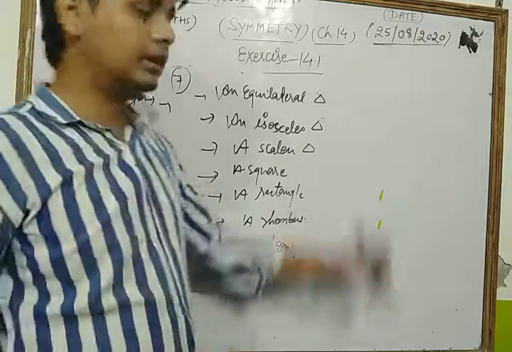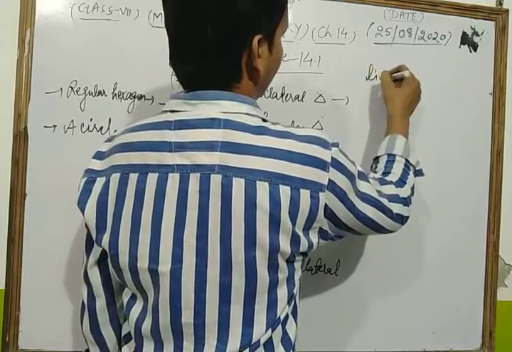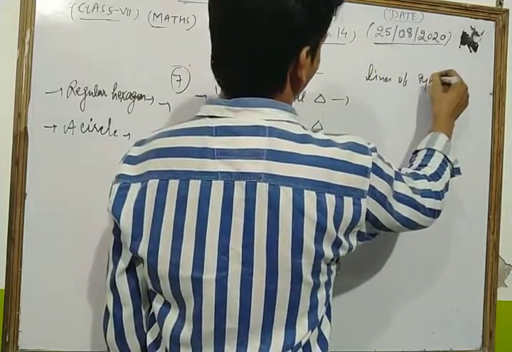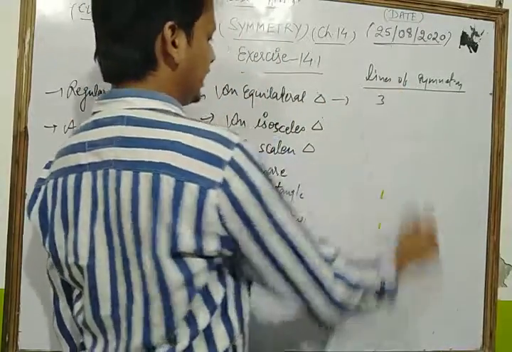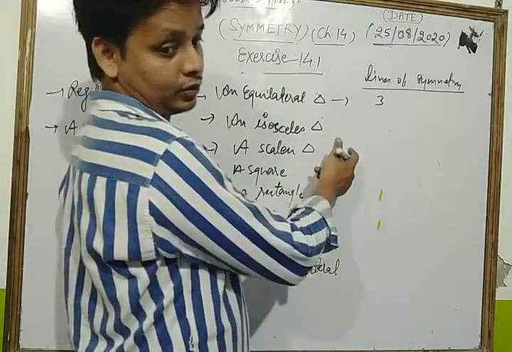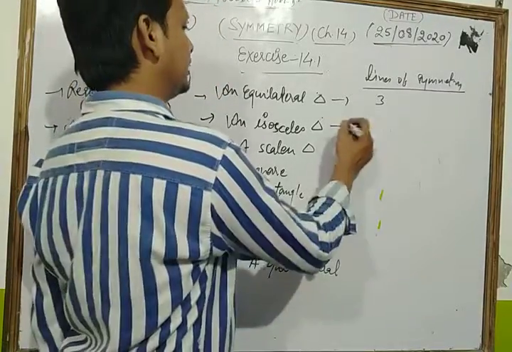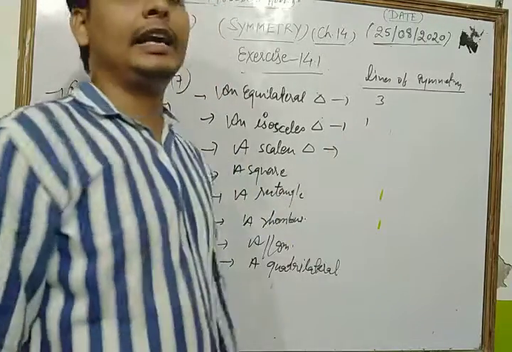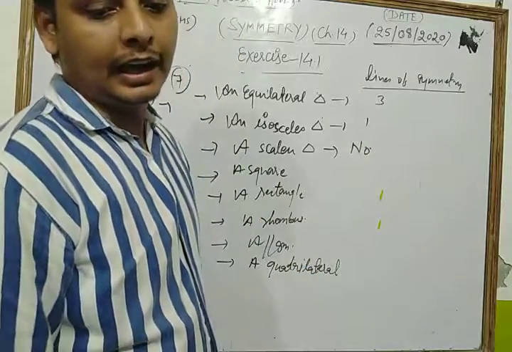We discuss the lines of symmetry. Dear student, I will just discuss that. Here we write the lines of symmetry. An equilateral triangle has 3 lines of symmetry. And how many lines of symmetry does an isosceles triangle have, dear students? An isosceles triangle has 1 line of symmetry, and a scalene triangle has no line of symmetry.